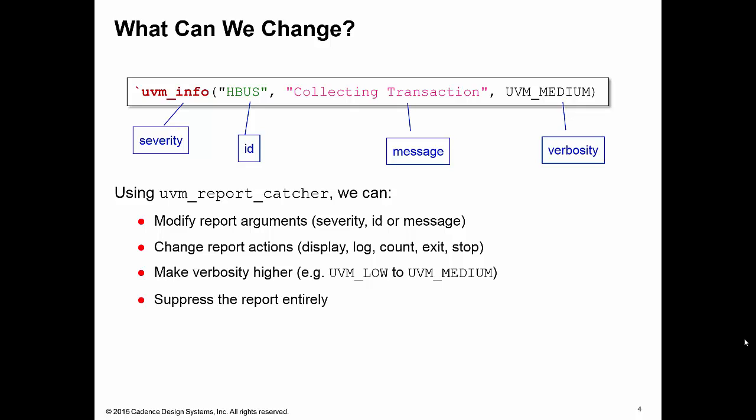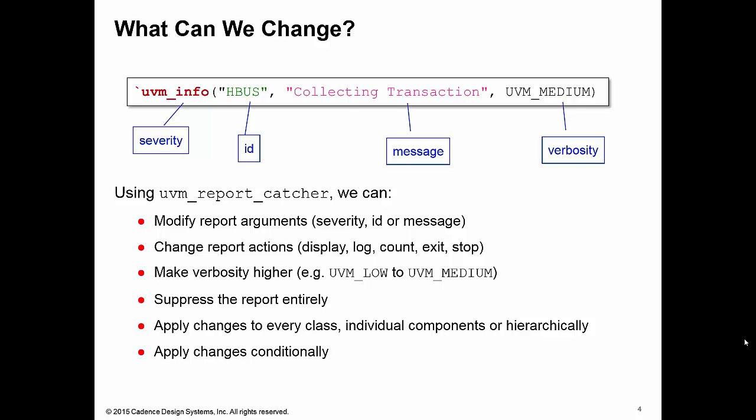We could suppress the report entirely, as we showed, by throwing it away, by issuing the catch action. And then we can apply these changes either to every class in my hierarchy, to individual components, or just certain parts of my testbench hierarchy. And I can apply these changes conditionally. So if I find a report with a certain ID and a certain severity, then I can make changes to the message of that report.